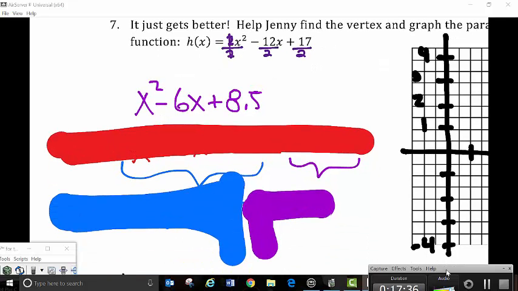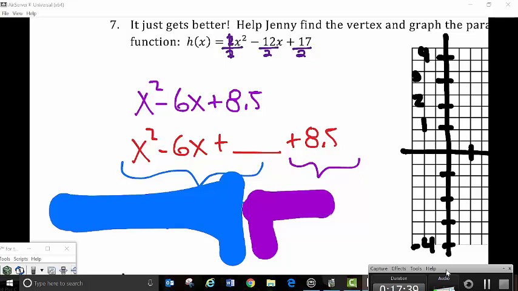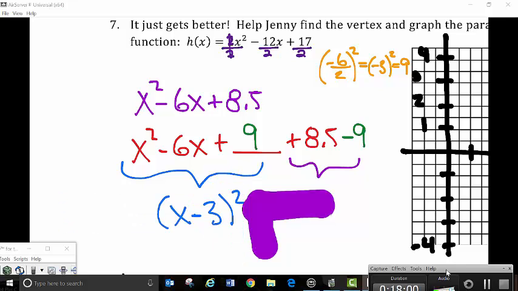Now we're going to do my steps again. Step 1, write it with spaces. Step 2, take half of the middle number and square it. That's -3 squared, which is 9. The next step is to add 9 and subtract 9 to both parts. And now lastly, we just rewrite it. This becomes x minus 3 squared. Again, it's always this half of the middle number goes right here. And 8.5 minus 9 is -0.5.